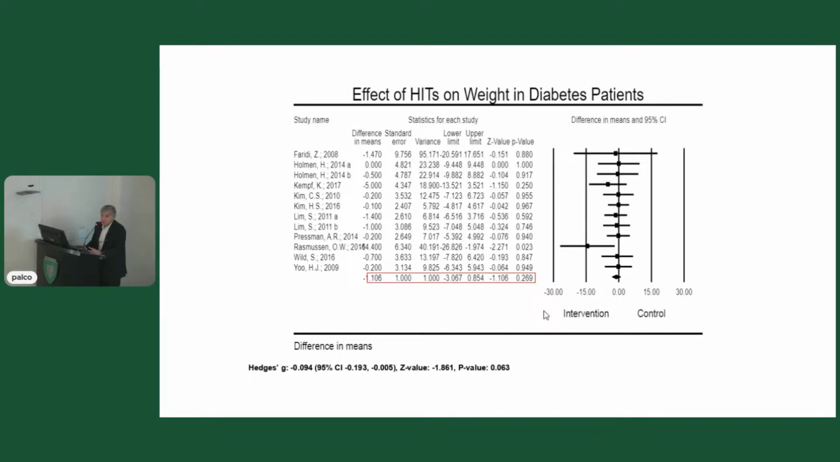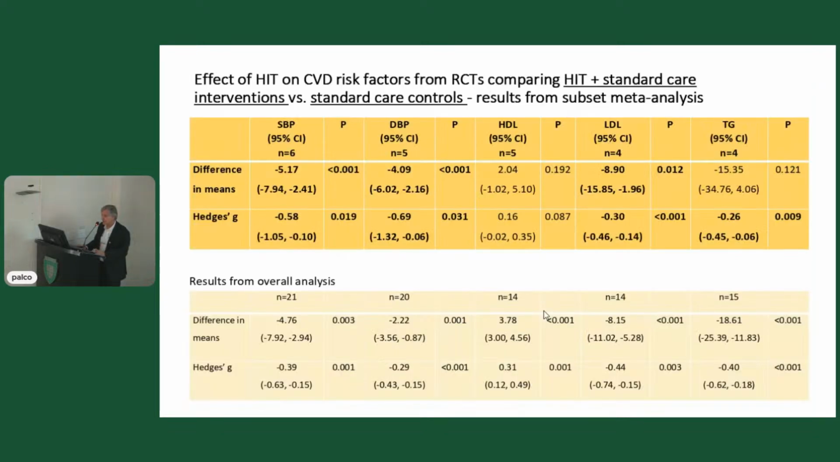Because HIT, health information technology for diabetics, usually includes nutrition, physical activity, and a lot of other stuff, many of them, in addition to monitoring your glucose better. That's another way to represent it, but here I'm making another distinction. On the bottom is the overall analysis that you saw a little bit of in the table. On the top, I'm doing just the effect of HIT on CVD, comparing HIT plus standard care intervention versus standard care controls, results from the subset meta-analysis.